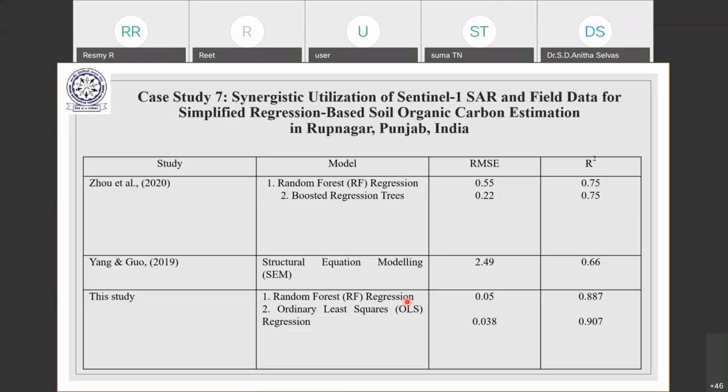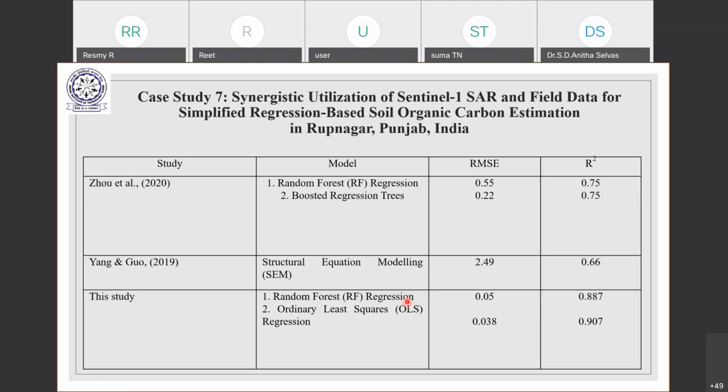And this was the final map which was prepared for the estimated organic carbon content for Roopnagar. Here the upper region was masked out because we didn't have any field data for that area.